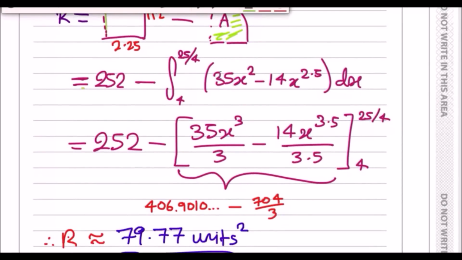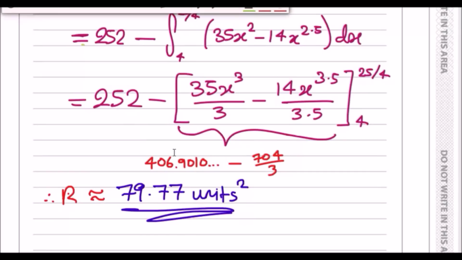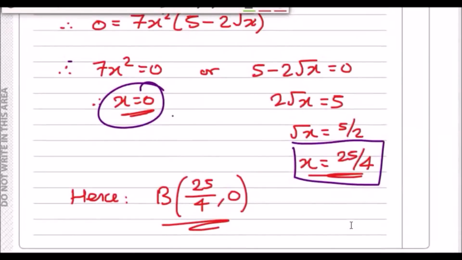So integrating 35x squared, you just raise the power by 1, so it becomes x cubed over 3. Raise 2.5 by 1, so x to the 3.5 over 3.5. And then just plug in, firstly, replace all the x values here with 25 over 4 to get roughly 406.9, and then replace every value here with 4 to get about 704 over 3. Then solve this, do 252 minus your result, and you should get an area of region R of about 79.77 units squared. And that's it, all solved. That's literally integration in a nutshell.